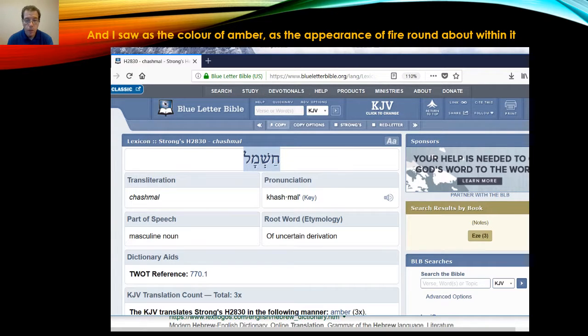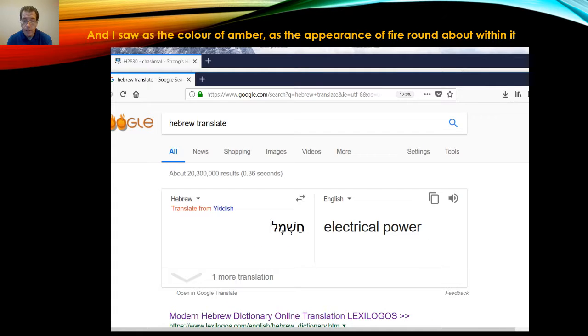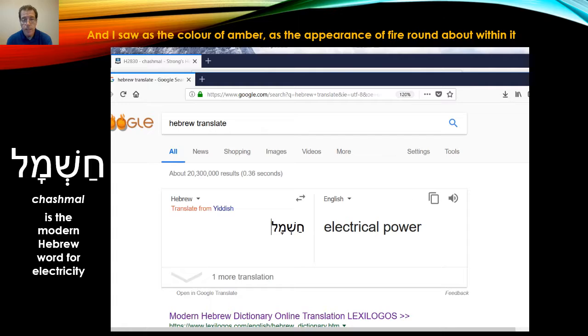So you just copy the actual text of the Hebrew, put it into Google Translate, and you get a very interesting result. Electrical power. Hashmal is connected to fire. And hashmal is the modern Hebrew word for electricity. In this similitude, electricity is connected to the appearance of fire. The appearance of fire is connected to hashmal, which is electrical power, electricity. That is the modern Hebrew word for electricity, hashmal.